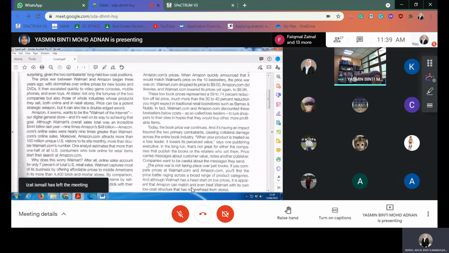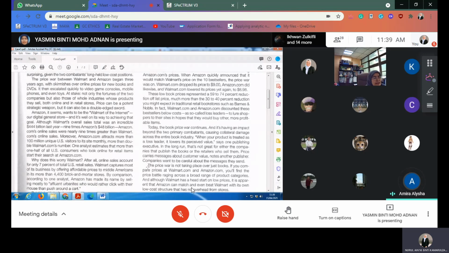Okay, let's try to understand what it's all about. Amazon seems to want to be the Walmart of the internet, our digital general store. And it's well on its way to achieving that goal. Although Walmart's overall sales total was an incredible 444 billion last year, 9 times Amazon's 48 billion, Amazon.com online sales were nearly 9 times greater than Walmart.com's online sales. Moreover, Amazon.com tracks more than 100 million unique US visitors to its site monthly, more than double Walmart.com's number.